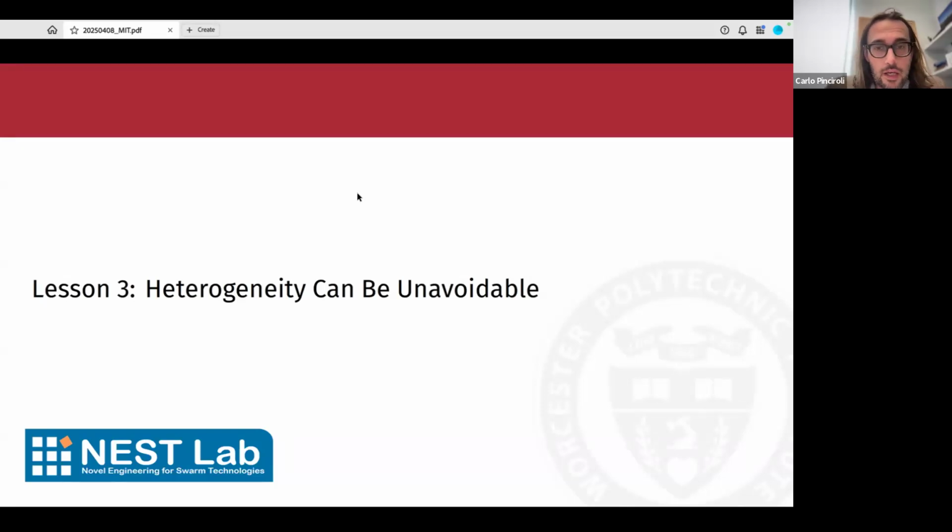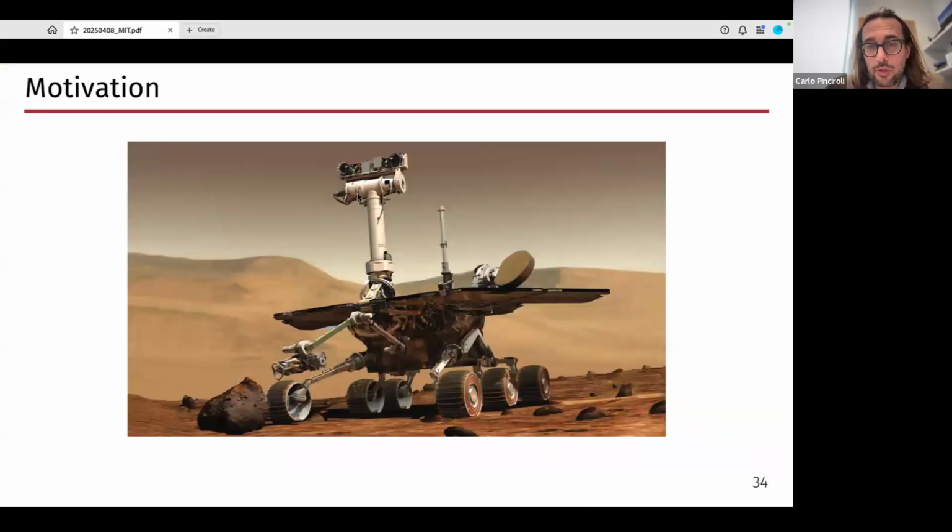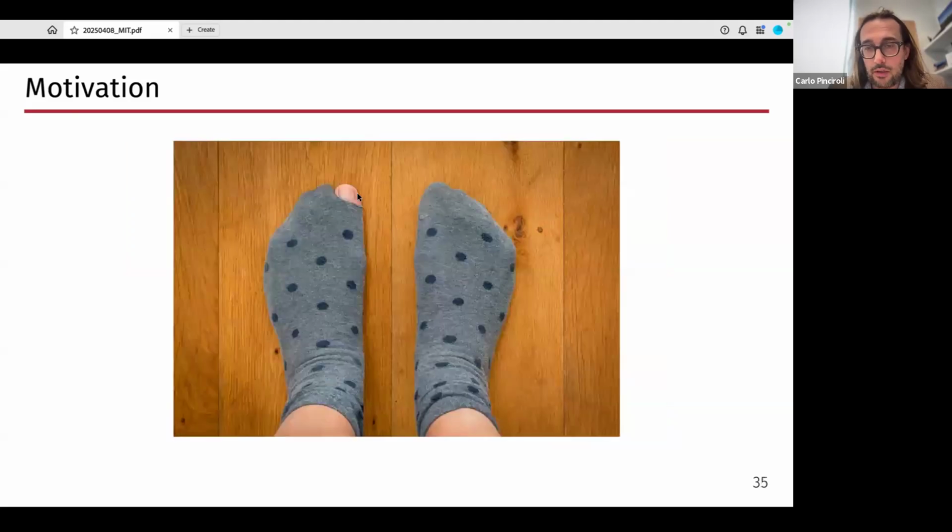So the last thing I wanted to talk about, and I'm a little over time, so I'll go quick on this, is that heterogeneity can be unavoidable. Heterogeneity being unavoidable can be seen, for example, in Spirit and Opportunity being sent to Mars in 2 different places and failing in different things. But you don't need robots to understand that identical things can fail differently. For example, if you have 2 socks, it's always 1 sock that gets the toe to poke a hole. It's never 2. At least that's what happens to me.